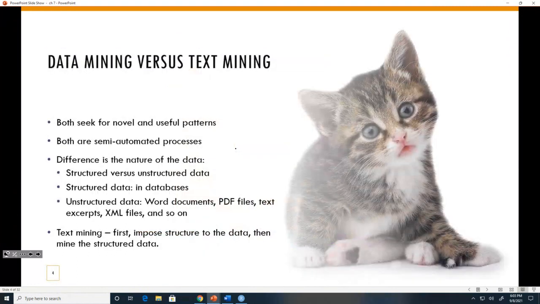So when looking at the differences and similarities of data mining and text mining, both are looking for patterns and are semi-automated. The difference is in the types of data, where data mining examines structured data and text mining looks at unstructured data, including Word documents, PDFs, text documents, HTML, XML. So text mining does this by creating a structure in the data and then mining that structured data.